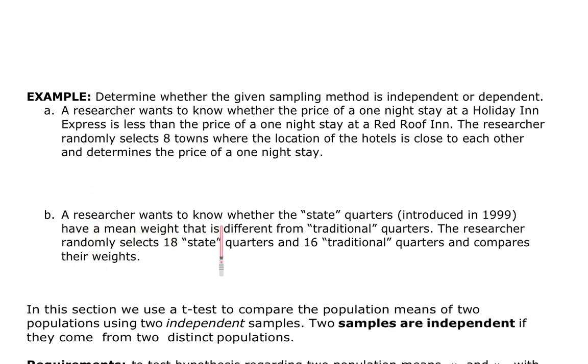A researcher wants to know whether the state quarters, introduced in 1999, have a mean weight that is different from the traditional quarters. The researcher randomly selects 18 state quarters and 16 traditional quarters and compares the weights. Now these are independent.